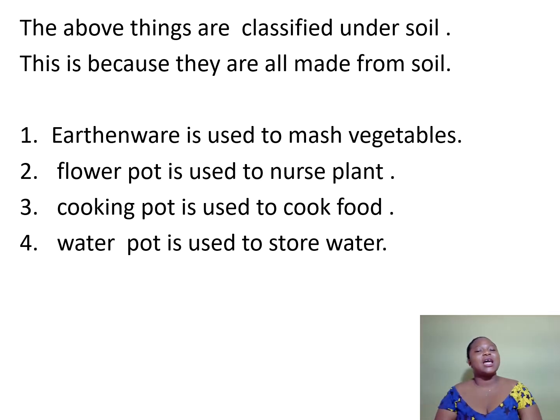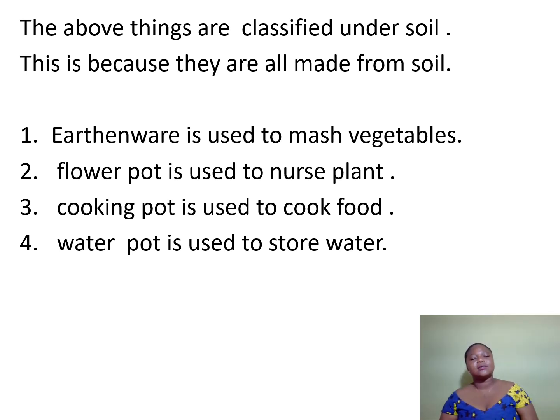So what we saw in our previous slide are all classified under soil. They are all what? Classified under soil. This is because they are all made from soil. The edible bowl is from soil. The cooking pot is made up of soil. The water pot is also made from what? Soil. Okay? The cup is also from soil.